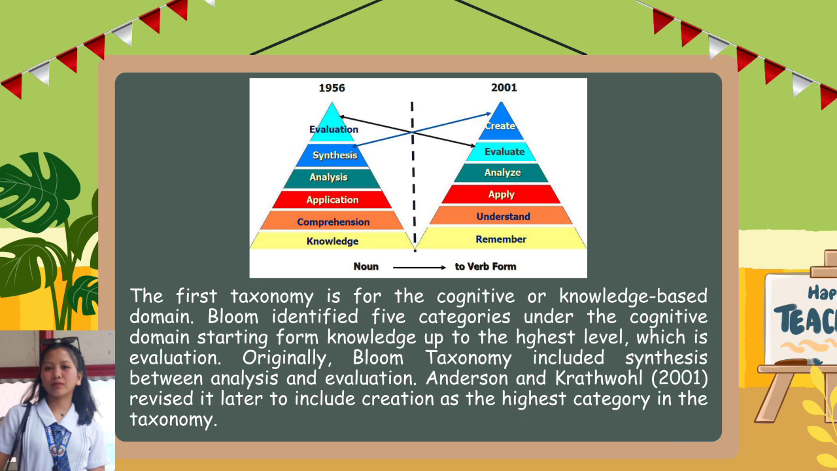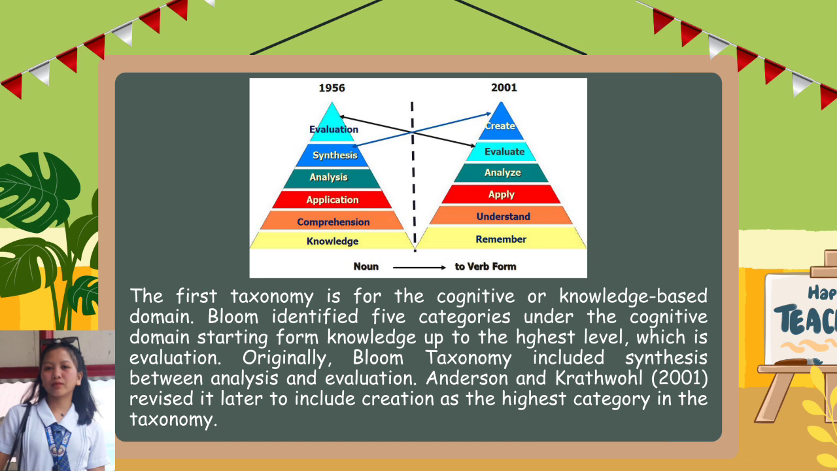So, the next one, in the third level of the pyramid, is apply or applying, formerly application. This is carrying out or using a procedure through executing or implementing. For example, using a formula to solve a word problem. The next one is analyze or analyzing, formerly analysis in noun form. This is breaking material into constituent parts, determining how the parts relate to one another and to an overall structure or purpose through differentiating, organizing, and attributing.